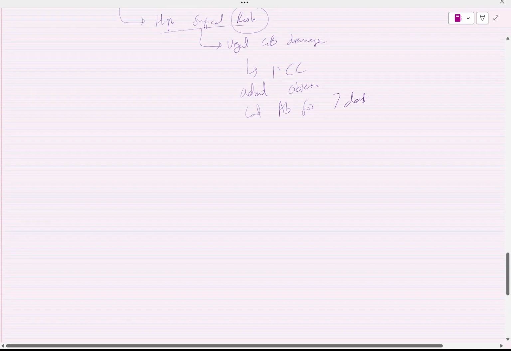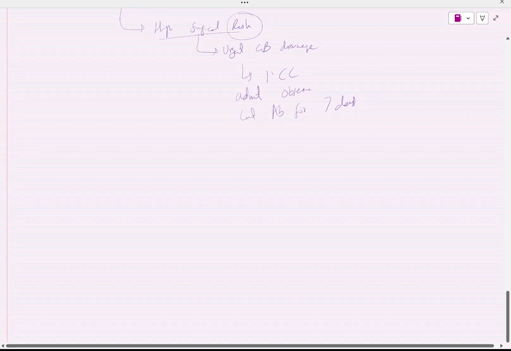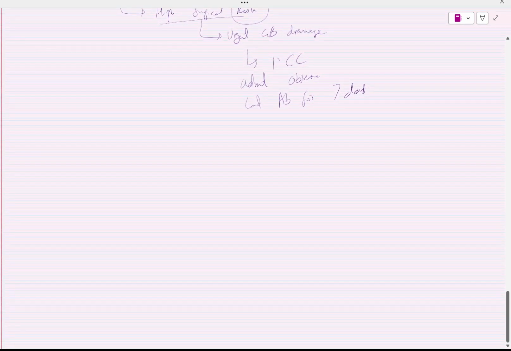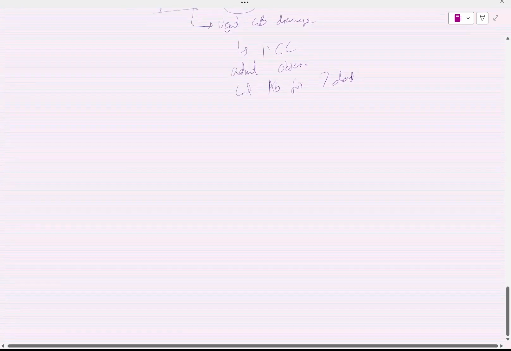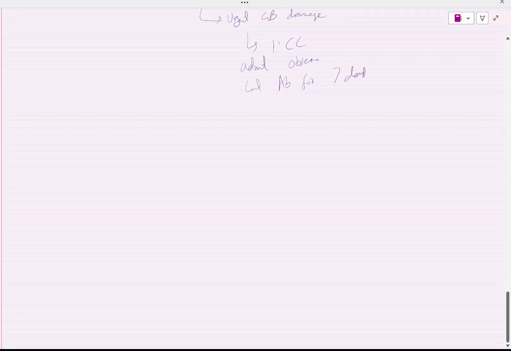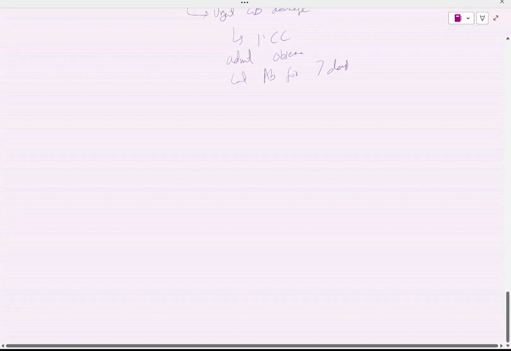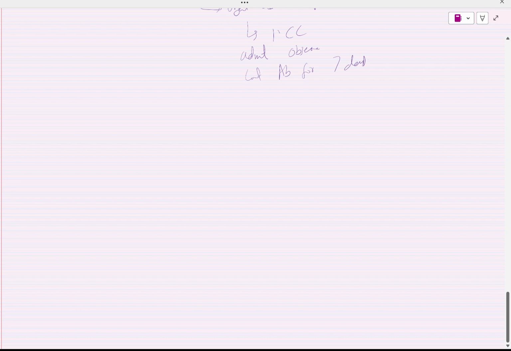So laparoscopic cholecystectomy is the gold standard treatment of acute calculus cholecystitis. Early laparoscopic cholecystectomy means a patient comes to you within 10 days of symptom onset and you perform it within 24 to 72 hours. This is called early laparoscopic cholecystectomy.